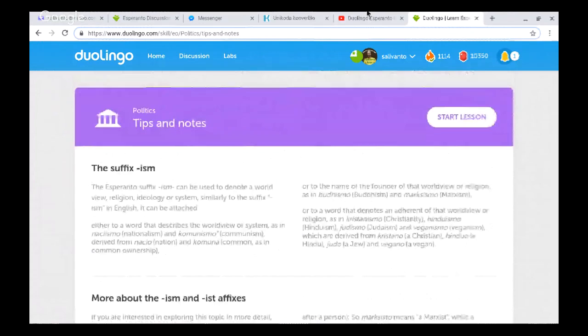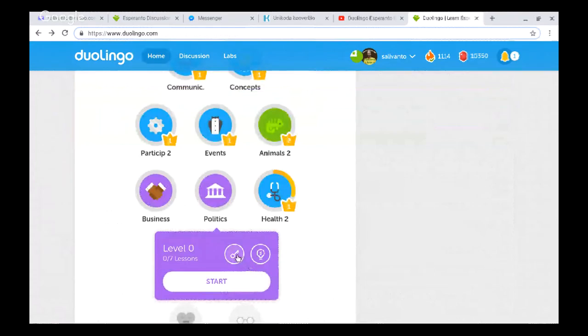And I'm going to come over here. I'm going to do start. I've gotten in the habit of testing out on the Spanish ones because that's what I'm working on here. But this is for your benefit here.